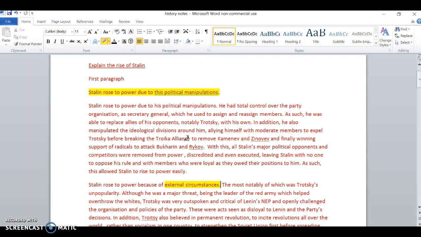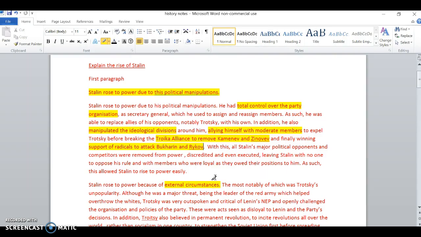So there are 3 factors for political manipulations. Total control over party organization. So this is his Secretary General power, so I put it in one paragraph. As such, he could replace allies of his opponents, Trotsky, with his own. Then after that, I moved on to manipulating ideological divisions, which is how he allied himself with moderate members at first to expel Trotsky before breaking the Troika alliance to remove Kamenev and Zinoviev, finally winning support of the radicals to attack Bukharin and Rykov.